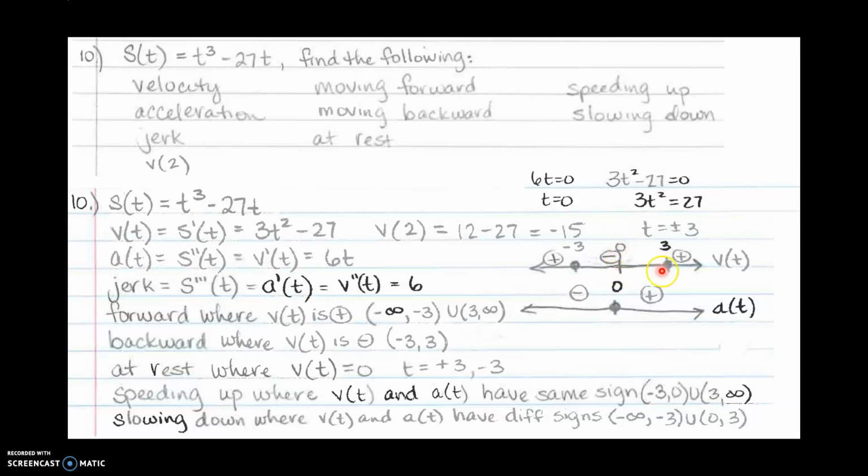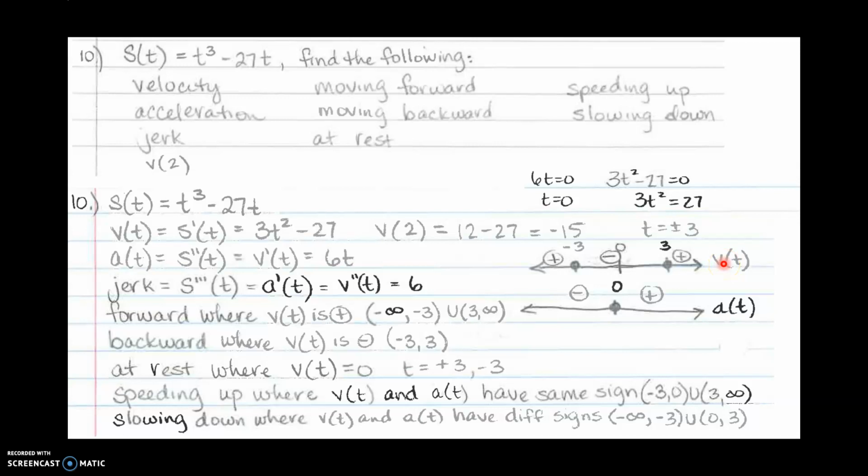When you cross a single root, the sign changes to positive. Or you can do another test point over here at like 4 and another test point over here at like -4, and you'll get a positive in each case. All right, so there's our sign graph. So that means that from -infinity to -3, this was moving forward. From -3 to +3, this was moving backwards. And from +3 to infinity, it was moving forward again.